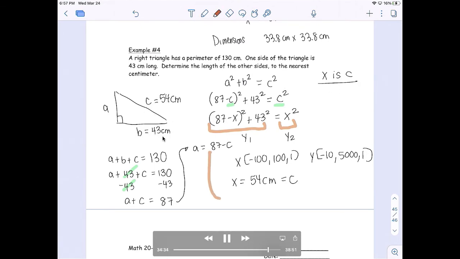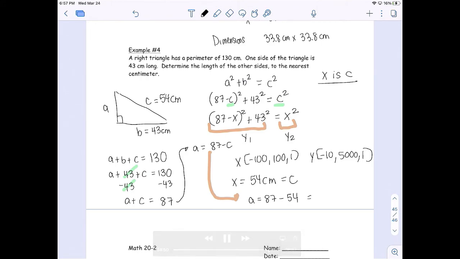That's the longest length, and that makes sense because it's longer than this side so far. Now you're going to use this equation, a equals 87 minus c, to solve for a because we know what c is. C is 54, so replace c with 54, which we just found. Use your calculator, and you should find that it's 33 centimeters. Okay, so now we can label 33 centimeters for A.